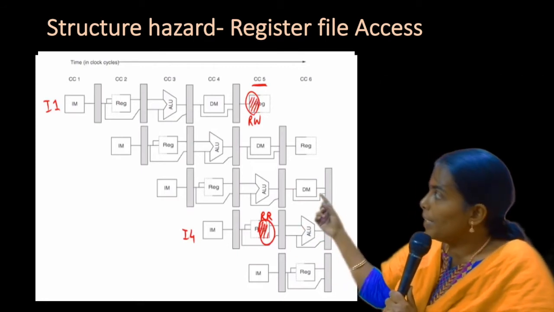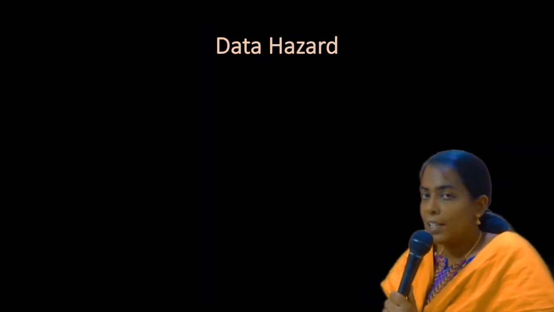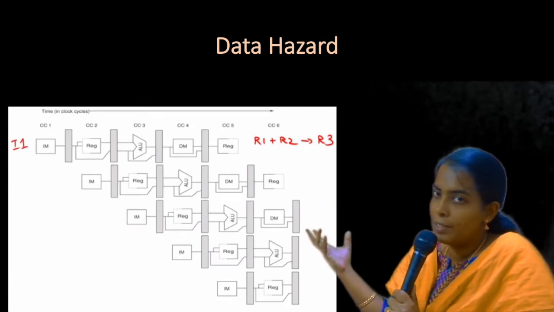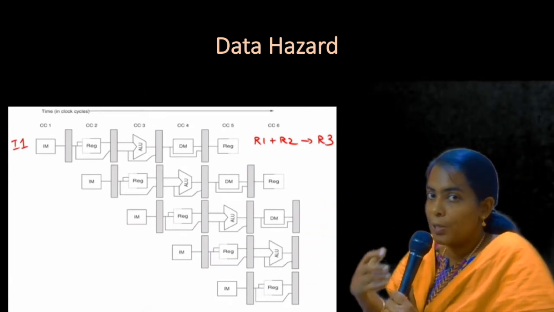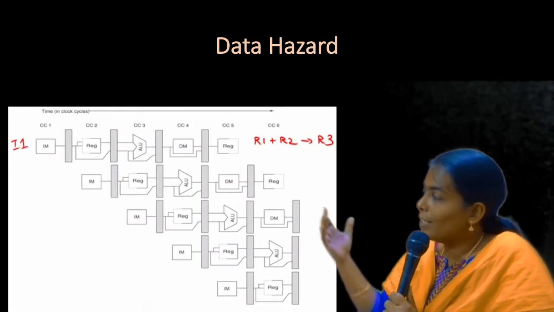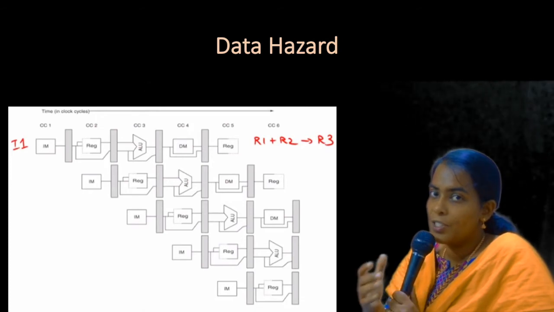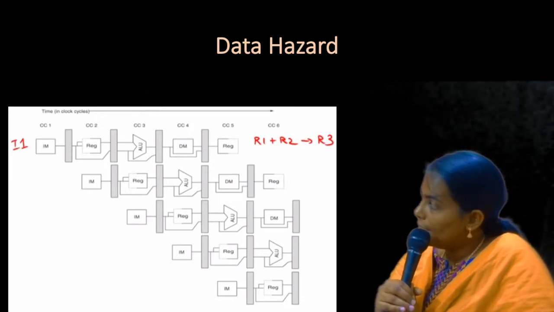The second type of hazard is called the data hazard. So what do we mean by this data hazard? It's a type of hazard when one instruction requests data from another instruction which has not been completed yet. Such a type of conflict is called a data hazard.